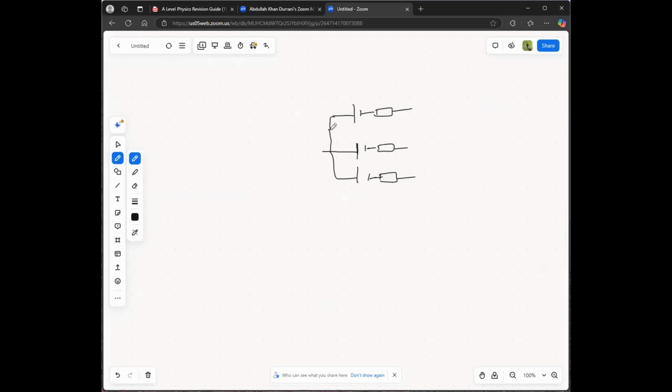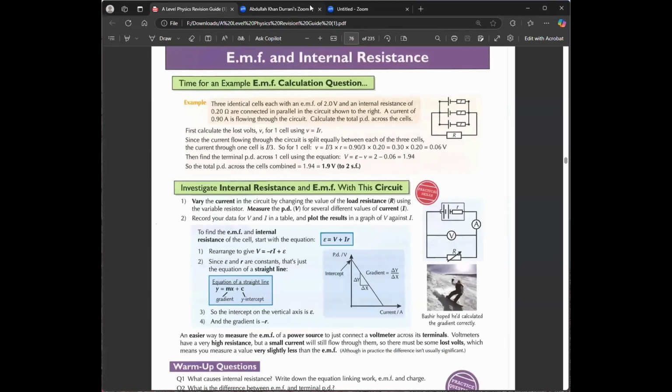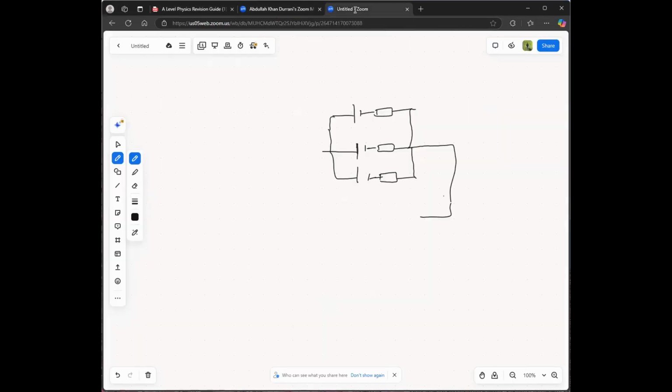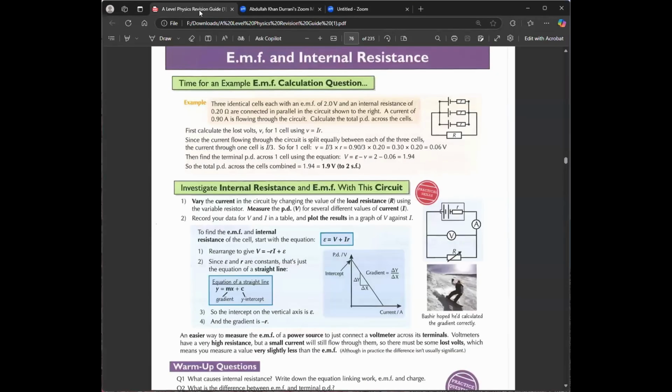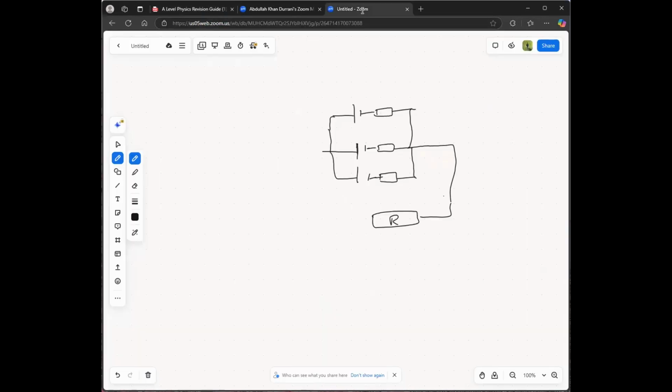I hope I've made it right. Yeah. This is like a universal thing. They always denote the external resistance with a capital R, and it looks like the, I don't know if they are small r, but I'm just going to assume that they are small r.